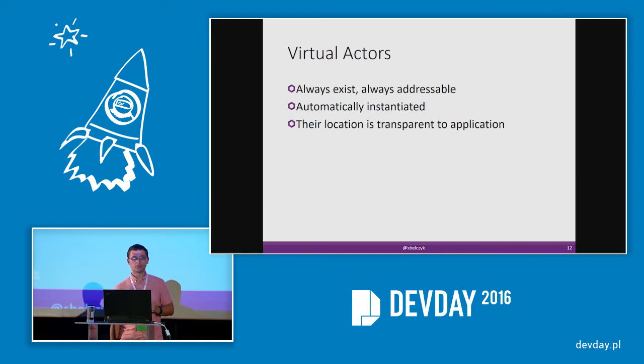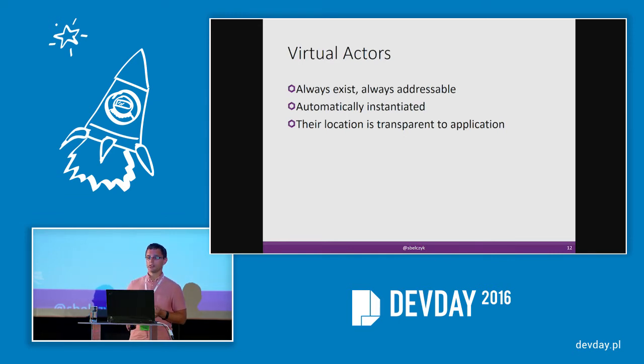And their location is transparent to the application, which is true for most of the actor platforms, if not all of them. But the statement is actually much stronger than it seems. It means that if I send a message to an actor, and in the meantime the runtime decides to move this actor from one machine to the other, I should still be guaranteed that the message will be delivered, although when the message was in transit, the actor was migrated from one node to another. So it's up to the runtime to make sure that all the messages are delivered.